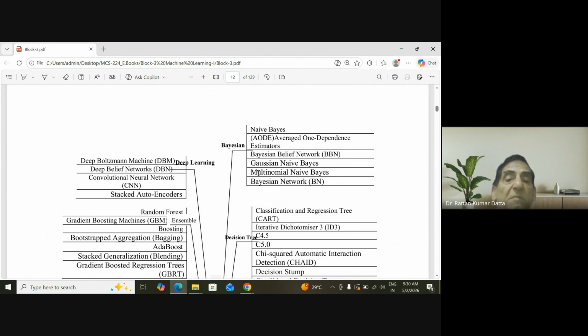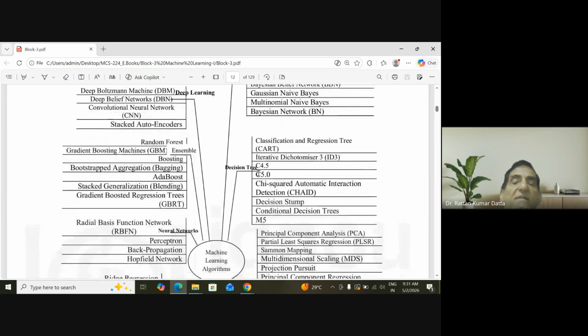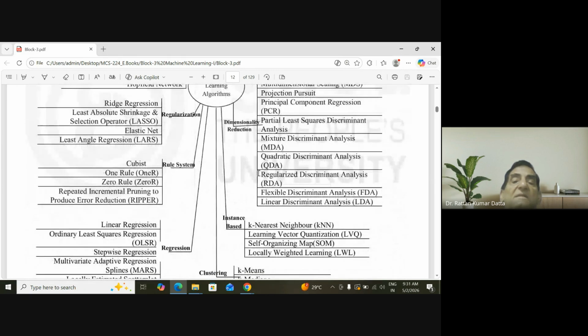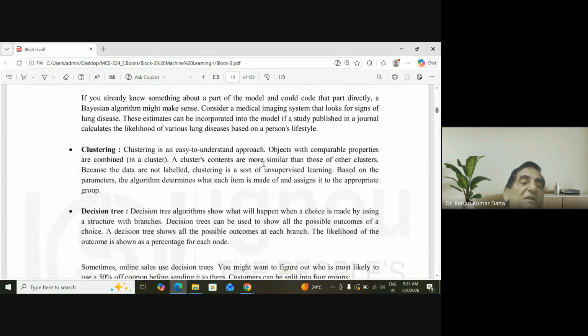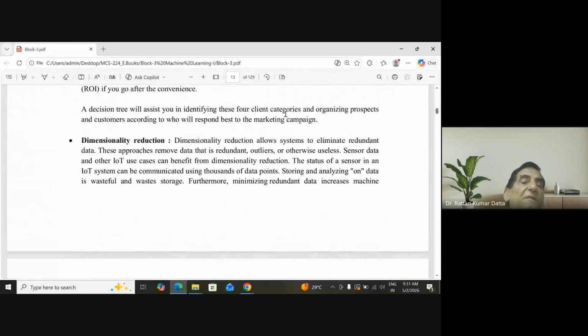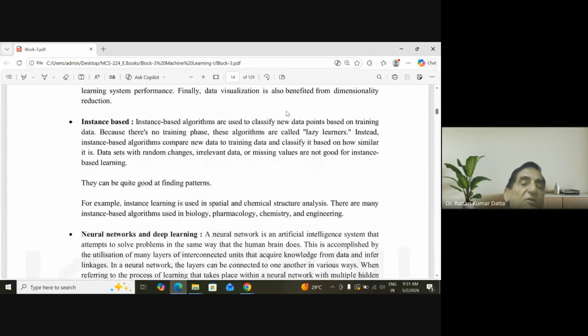Averaged one-dependence estimators, Bayesian belief network, Gaussian naive Bayes, multinomial naive Bayes, and Bayesian network, and so on and so forth. Classification decision tree, CART, ID3, C4.5, all these are there. Chi-squared automatic interaction detection, decision stump, principal component analysis, partial least squares methods, and all these things are mentioned. Clustering, decision tree, all these are algorithms mentioned there. So you can go through that.